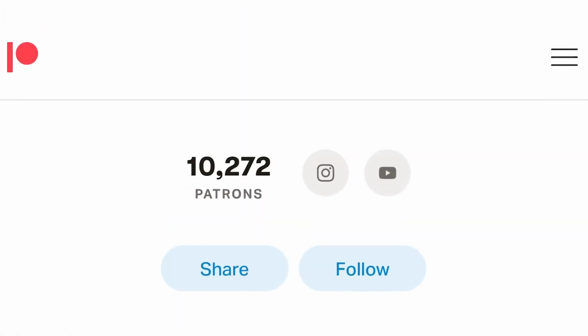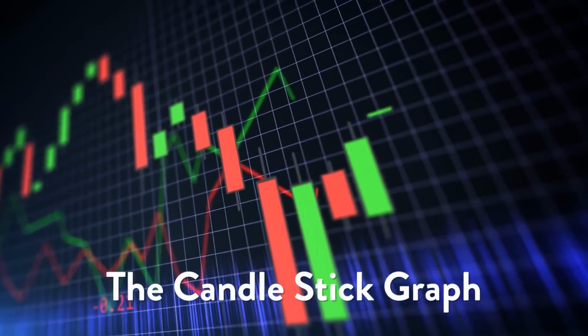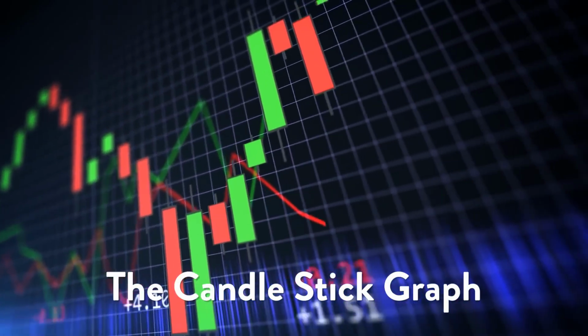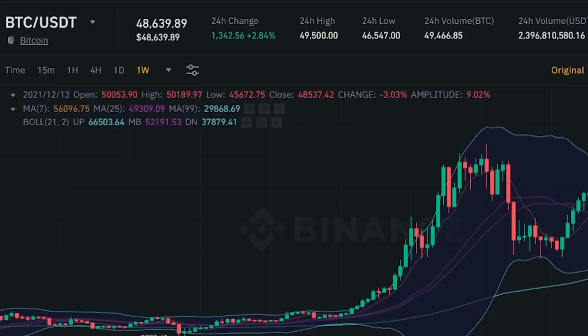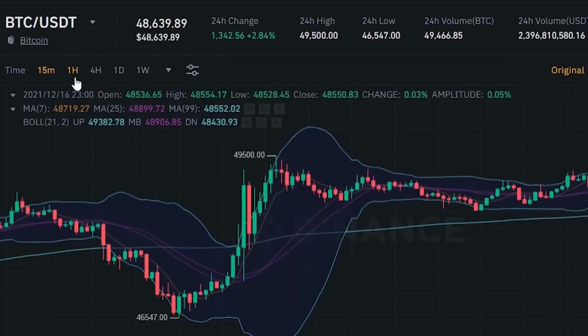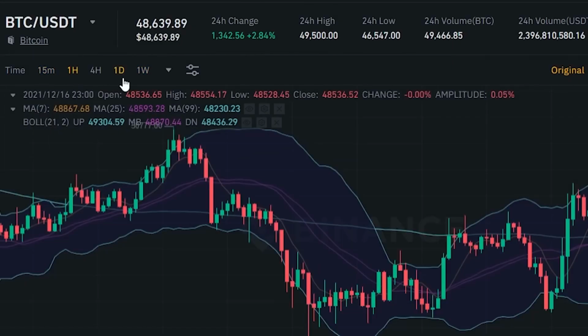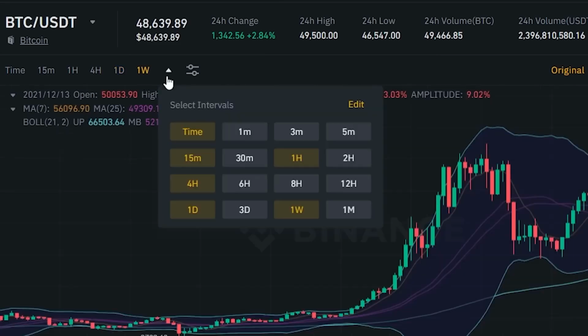The first indicator that I want to talk about is the candlestick graph. It's one of the most popular ways of looking at how prices change, this tells us a lot more about the supply and demand for an asset than a simple line graph ever could. Candles can be set to show price changes per minute, per hour, or per day, and this is beneficial depending on how frequently you trade.